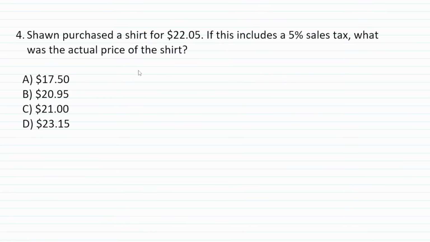So let's think about it this way. The total price of the shirt is going to be the original price of the shirt, which we don't know, plus the taxable amount times the original price of this shirt. All right, what is the total price including with tax? That's 22.05. What is the original price of the shirt? We don't know, so let's call that X.